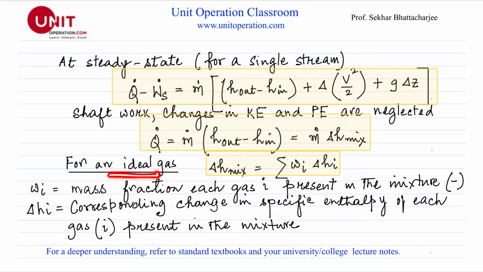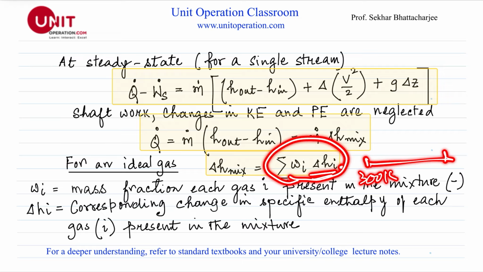For an ideal gas, we can write the change in enthalpy of the mixture from 300 Kelvin to 400 Kelvin as the weighted average of the change in enthalpy of each component, right? So we have to say this is at 300 K and this is at 400 K.